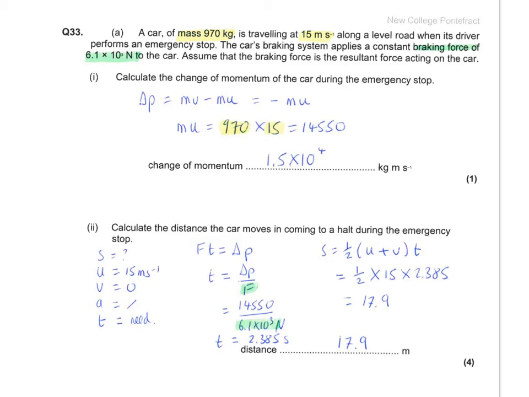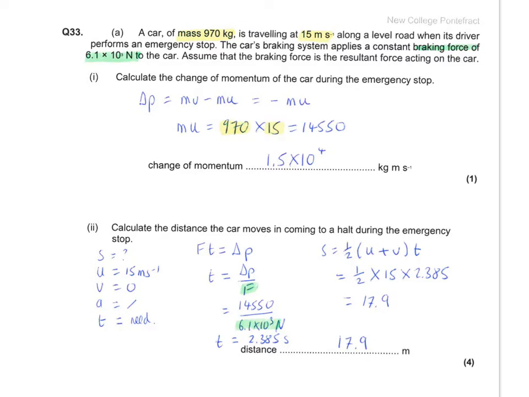This is the Mechanics Homework Booklet, question 33. A car of mass 970 kilograms is travelling at 15 metres per second along a level road when its driver performs an emergency stop. The car's braking system applies a constant braking force of 6.1 times 10 to the 3 newtons to the car. You are told to assume that the braking force is the resultant force acting on the car. This means you can ignore any other effects like air resistance.